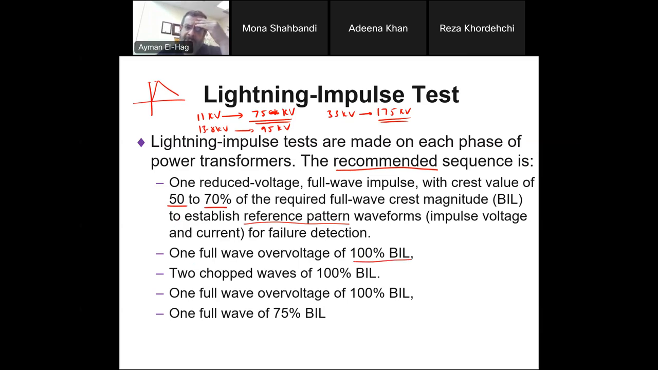Then after that, you apply one full waveform at 100% of the basic insulation level, which depends on the rating of the transformer, then two chopped waves. Now, these are optional. The chopped waves, sometimes we have them, sometimes we don't. The chopped wave we use basically for pole-mounted transformers. Usually we don't use them for pad-mounted transformers most of the time.